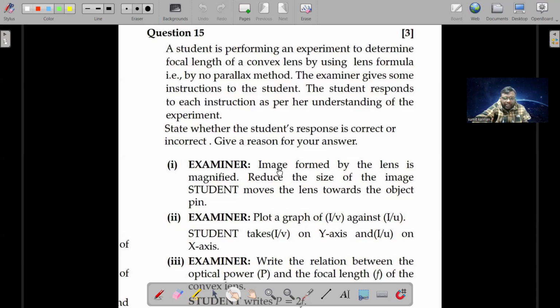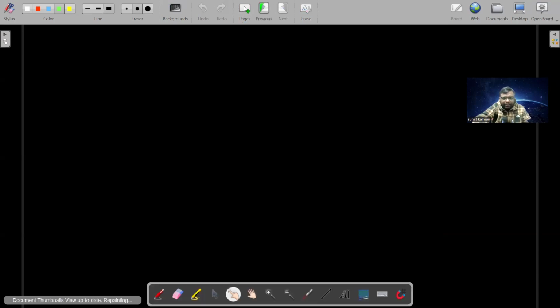First is the examiner: the image formed by a lens is magnified. Reduce the size of the image. And the student responds: moves the lens towards the object pin. So students, first we will see this first part. Let me upload one diagram for this.